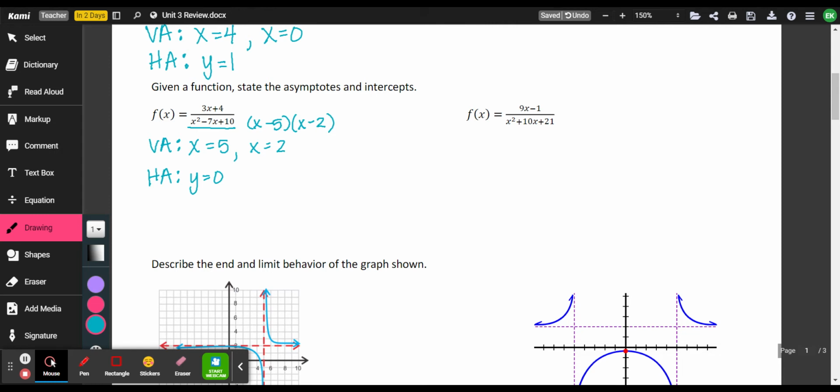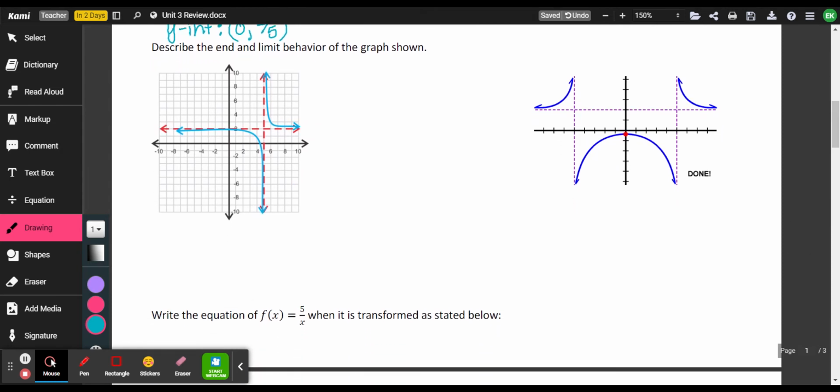Now to find the intercepts. To find the x-intercept, I am going to set the equation equal to 0, which remember means that I'm actually setting the numerator equal to 0. So if 3x plus 4 equals 0, I would solve that out and I would get negative 4/3. Remember that the intercept is a point, so it needs to be written that way. It's not just negative 4/3, it's (negative 4/3, 0). The y-intercept I get from plugging in 0 for the x's, which leaves me with 4/10 or 2/5. Again, a point. I'm going to write it that way. Okay.